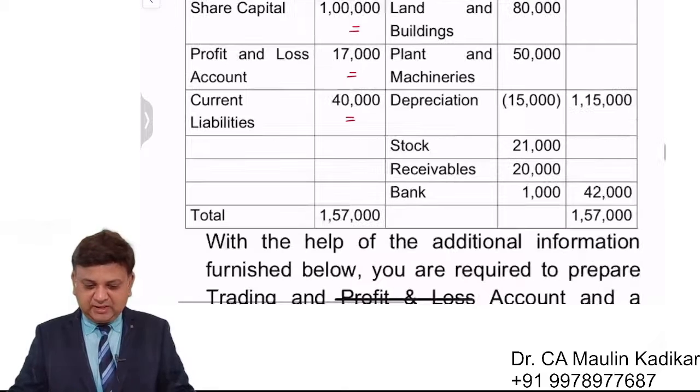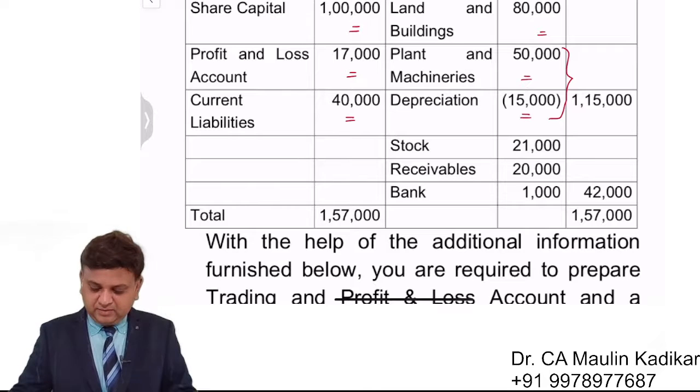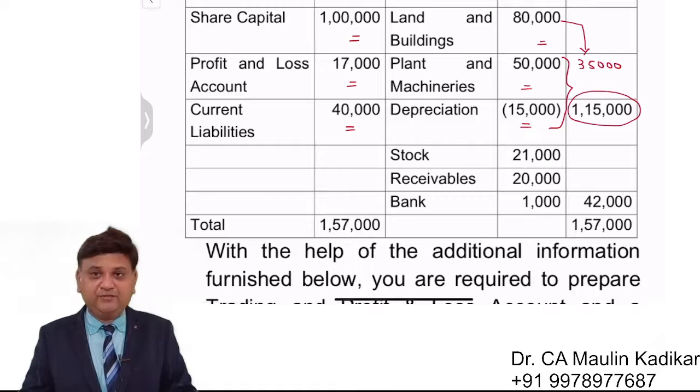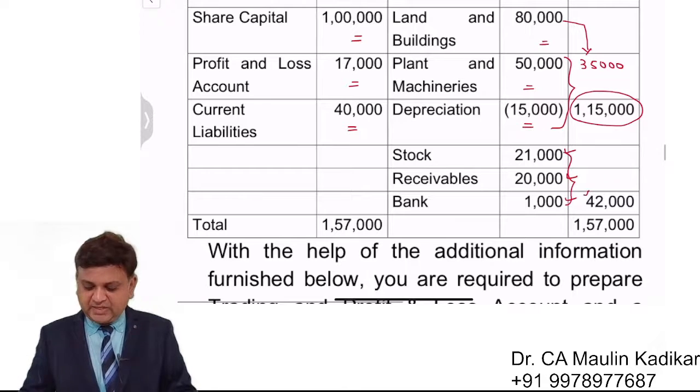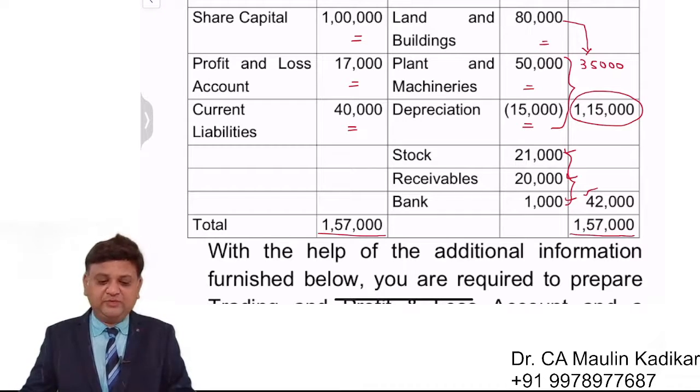Land and building is 80,000. Plant and machinery 50,000. Depreciation 15,000. 50 minus 15, 35,000 is the WDV of the plant and machinery. It is added to 80,000. So the total of both of them is 1,15,000. Stock, debtors and bank, total of these three is 42,000. Liability side total is 157, asset side total is 157.